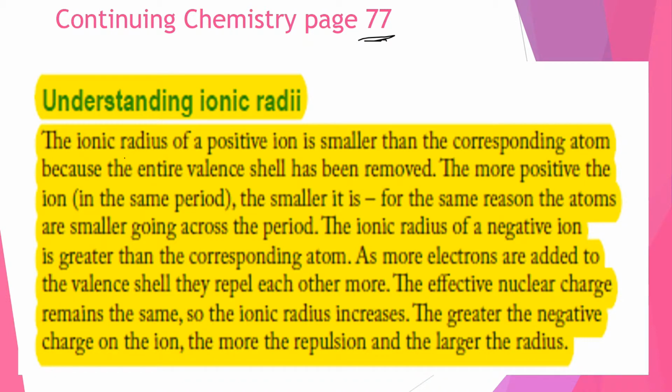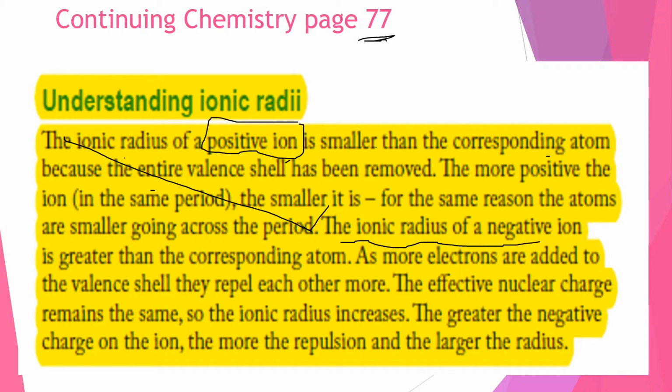It says the ionic radius of a positive ion is smaller than the corresponding atom. So if it's a positive ion, it's going to be smaller than the corresponding atom because the entire valence shell has been removed. The more positive the ion, the smaller it is. For the same reason, the atoms are smaller going across the period. We don't want this bit here because we are actually looking at a negative ion. So we actually start reading from here.